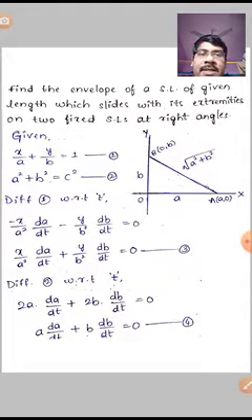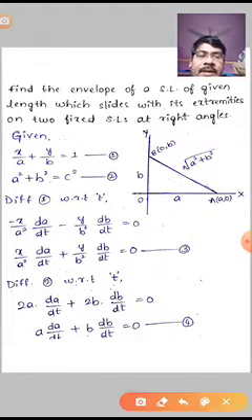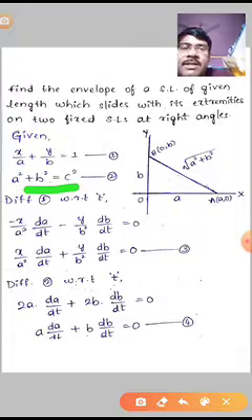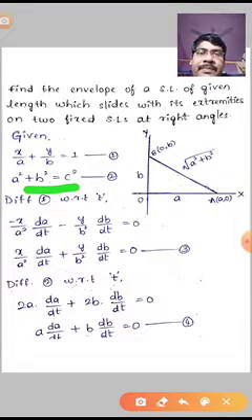Here the equation of the straight line is x by a plus y by b is equal to 1. Here the distance between these points is square root of a square plus b square, that is fixed, that is square root of a square plus b square is equal to constant. Therefore squaring on both sides, a square plus b square is equal to c square. Here we are getting the relation a square plus b square is equal to c square.